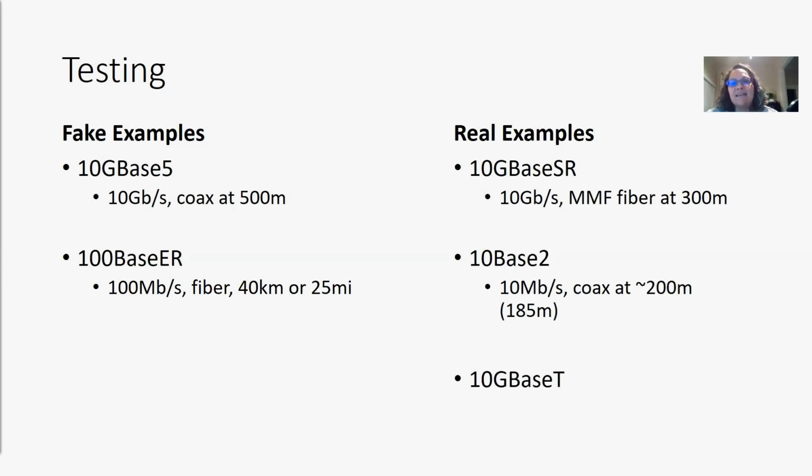And 10 gigabase T. 10 gigabits per second, 100 meters, and this is actually over Cat 6, but that C twisted pair mnemonic works just fine. There you go. I hope this helped.